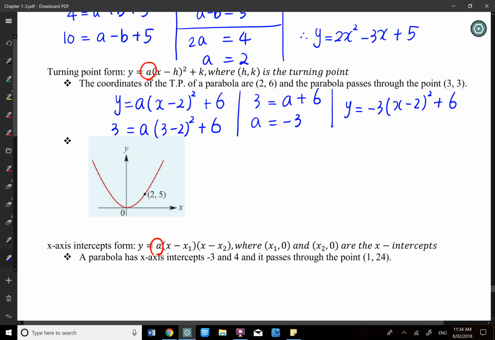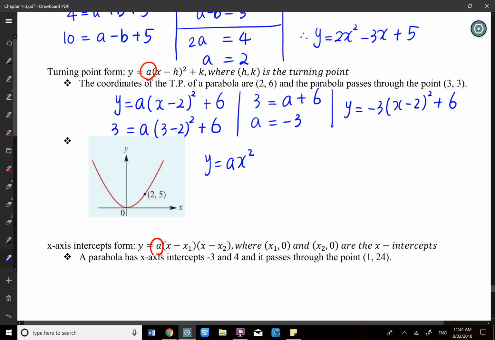Okay, for the next one, what turning point do we have? (0, 0). So what will you write? If the quadratic passes through the origin, what kind of equation do you have? Y equals ax squared. That's right, because it passes through the origin (0, 0). It's just called dilation.